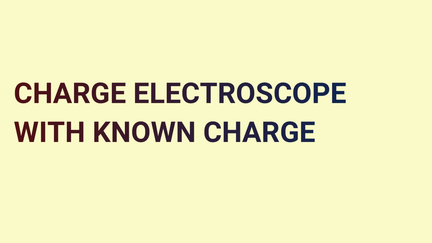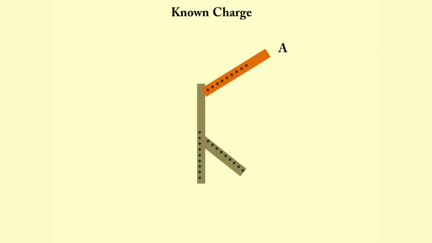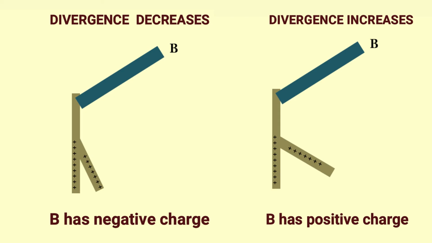Let us say we have touched the electroscope with a positively charged object A. Then leaves will diverge because they receive the positive charges from the object A, and due to the force of repulsion, the leaves of the electroscope diverge. Now we have an object B whose charge is unknown. Touch the electroscope with the object B.